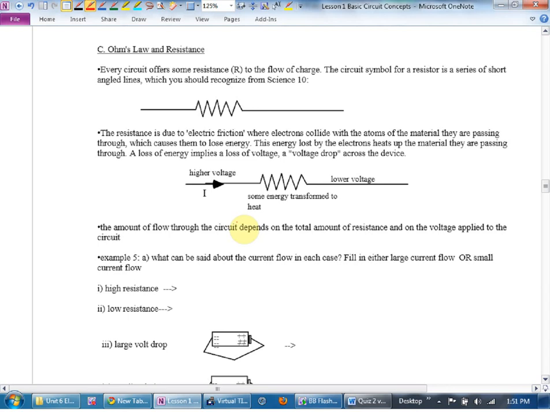If you have a very, very crowded or narrow hallway, you're going to bump into people all the time. If you're a charge, you're losing energy in collisions and generating in those collisions a fair bit of heat, to be quite honest. So resistance is due to electric friction when electrons collide with the atoms of the materials they are passing through. And we lose a bit of voltage, a voltage drop, as we're going through a resistor.